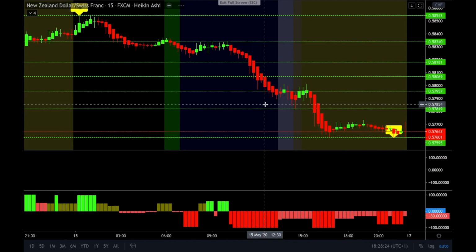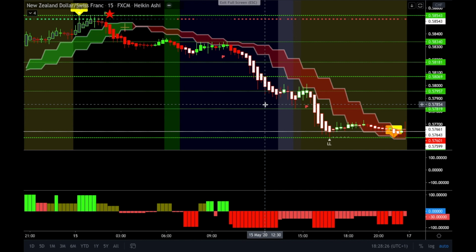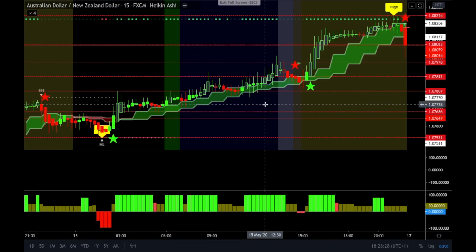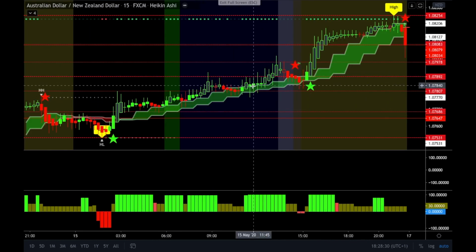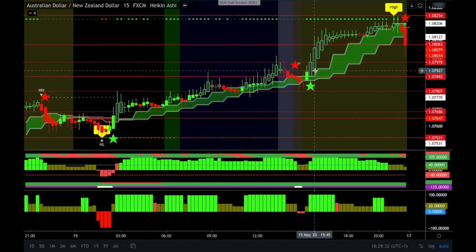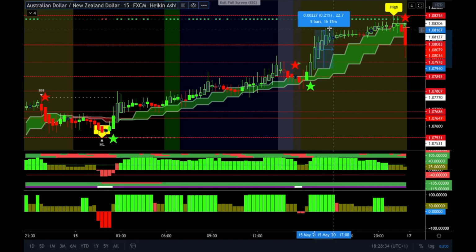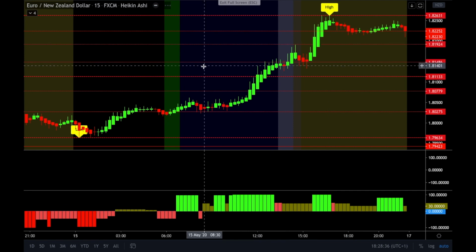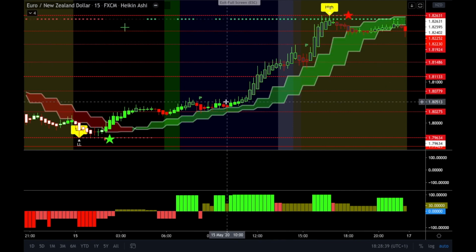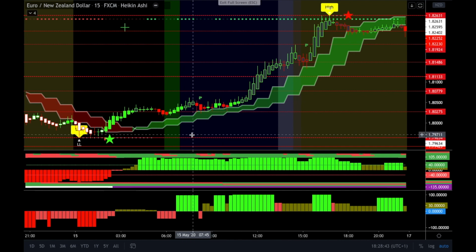No, this one I would have left. This one I would have left. No star. This one here, I would have possibly taken. And if I did take this one, my entry was around here. Look, green star. Look, up there. More than 10 pips. We can see this. Just trying to make sure I go through all of these pairs with you. Yep, no green star here, so I would have left this one.